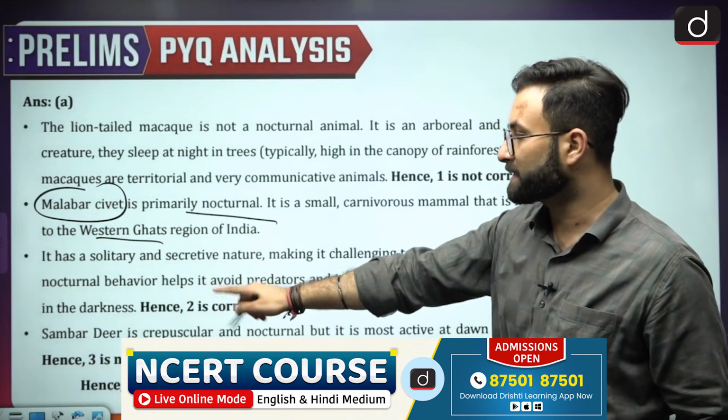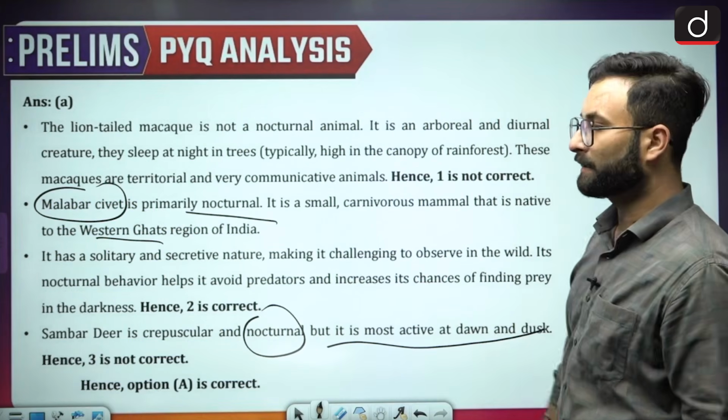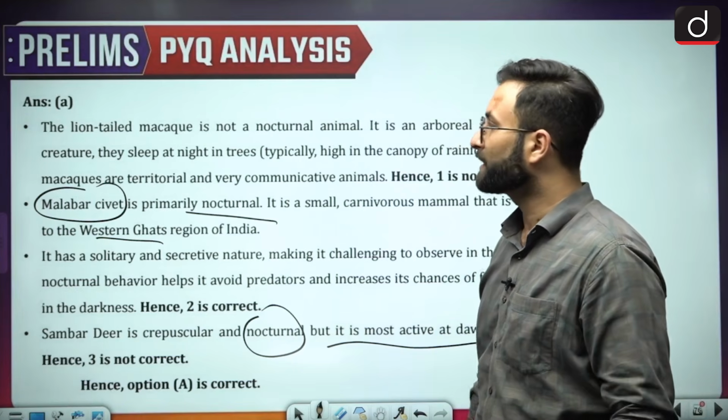And coming to the next one, that is sambar deer, that is a nocturnal animal, but it is most active at the dawn and the dusk and not after the sunset. Okay, so that is about it.